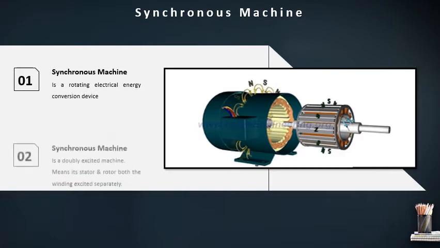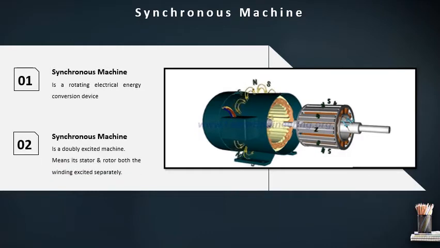So the first question that occurs in our mind is, what is the synchronous machine? Its name suggests synchronous means it's a constant speed drive. So a synchronous machine is a rotating electrical energy conversion device, meaning it converts energy from one form to any other form. A synchronous machine is a doubly excited machine, meaning its stator winding as well as the rotor winding are both excited by separate sources.